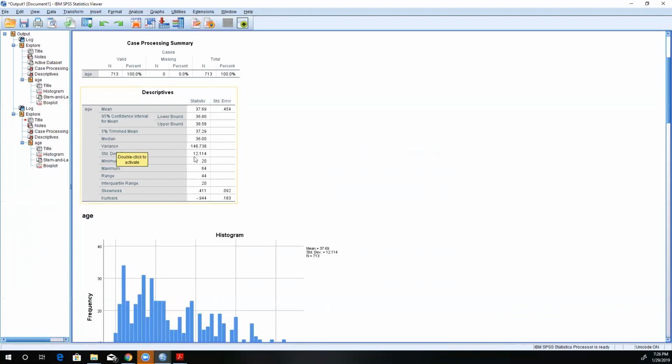Remember, as I told you, the standard deviation, if you square it, that gives you the variance. So basically 12 times 12 is 144. So 12.114 times 12.114 is approximately 146.738. It gives you the minimum value, which was 20. It gives you the maximum value, which was 64. So now you have your range. 64 minus 20 is 44. It gives you the interquartile range, which we will talk about in another chapter.